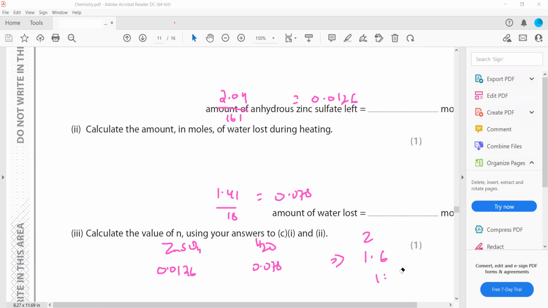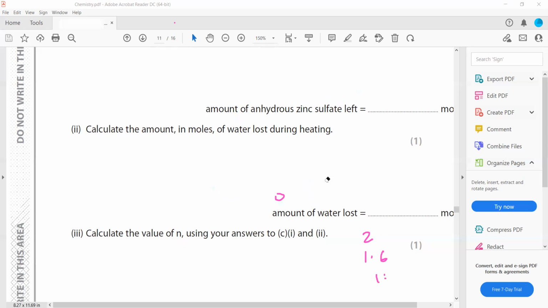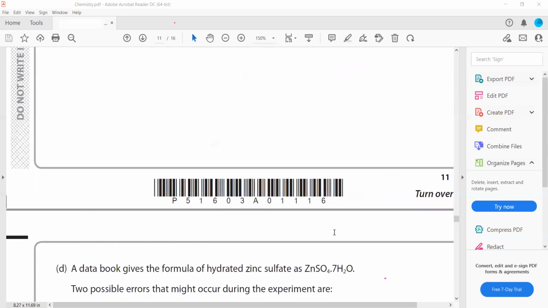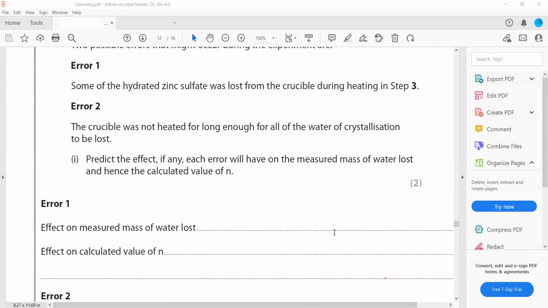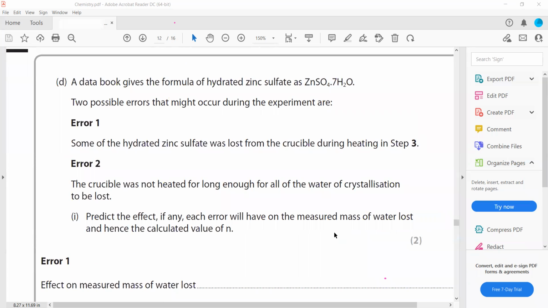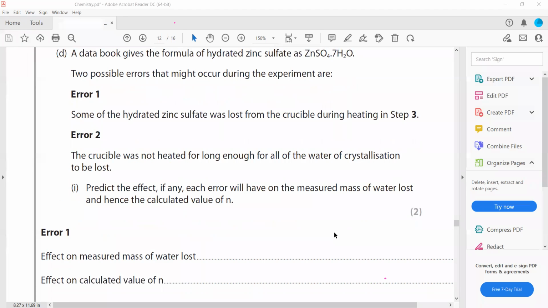So using the mass of anhydrous zinc sulfate, we got moles of anhydrous zinc sulfate. Using the mass of water, the difference between hydrated and anhydrous zinc sulfate, we got the moles for water, and at the last we took the mole ratio. Then the data booklet gives the hydrated zinc sulfate as 7. We are not getting 7, we are getting 6. Two possible errors that might occur in the experiment.